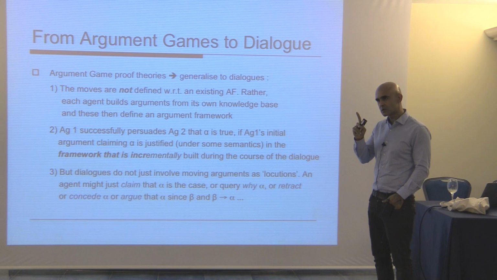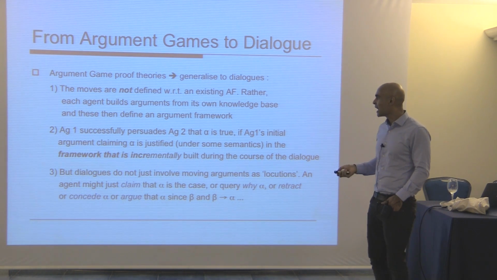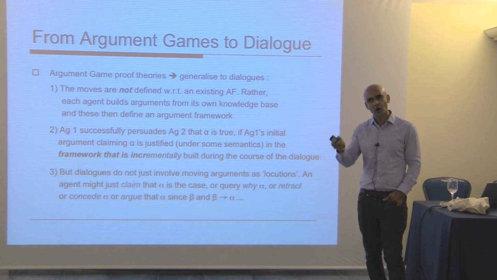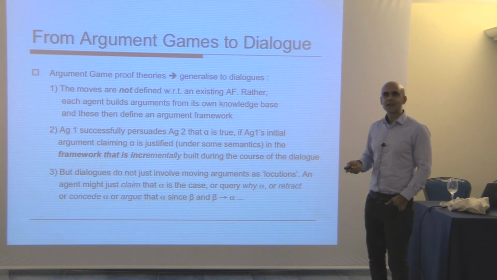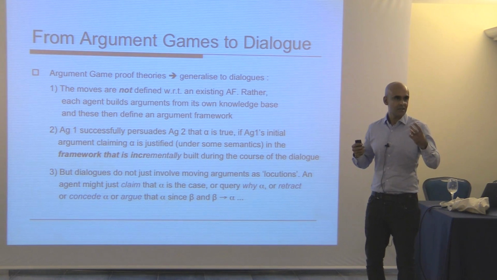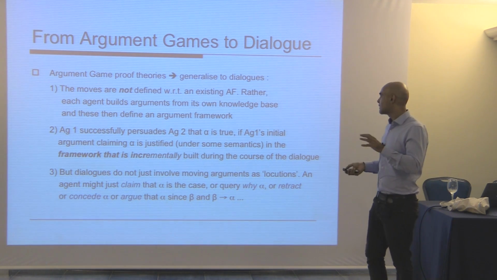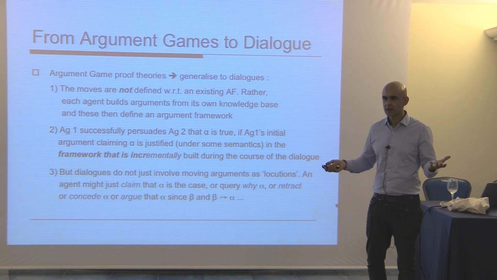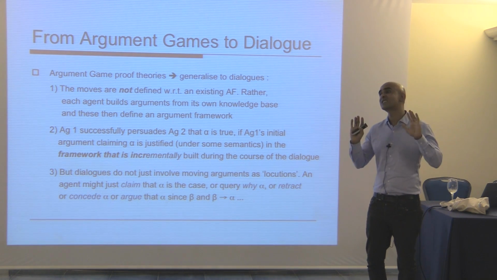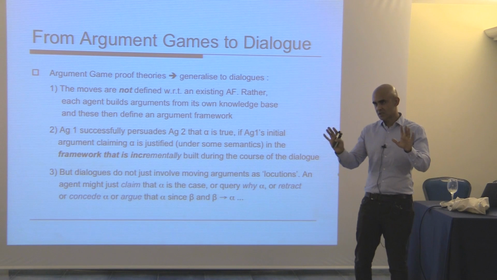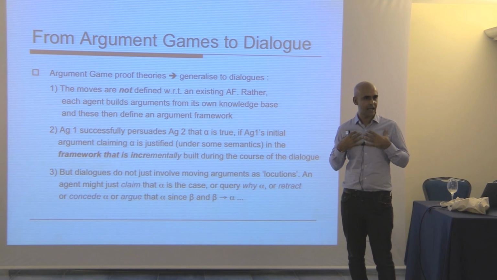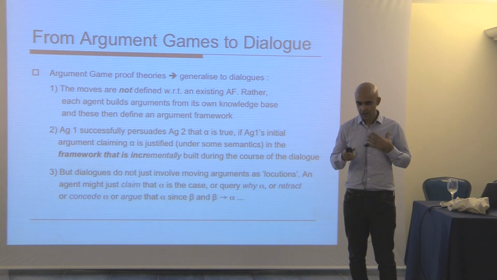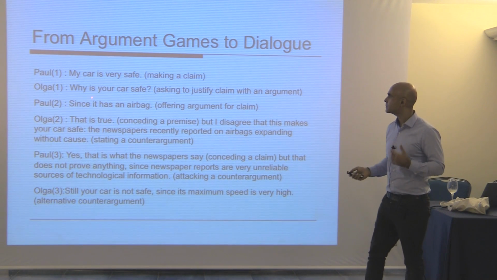The third thing to note is that dialogues don't just, as I said, involve moving arguments. What we call the locutions in a dialogue framework are not just argue locutions, but they're of the form, I claim alpha is true, or why is alpha true, or okay, I concede that such and such is true, or I'm going to retract my claim. Okay, so let's have a look at an example.